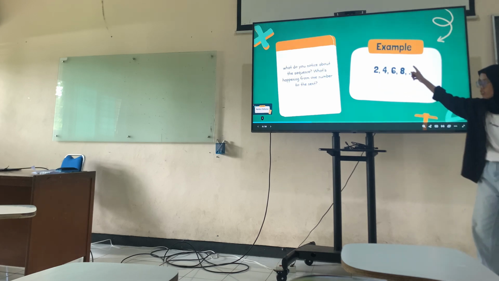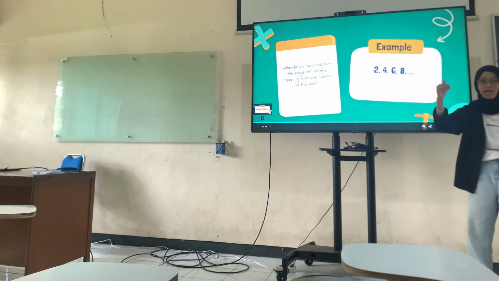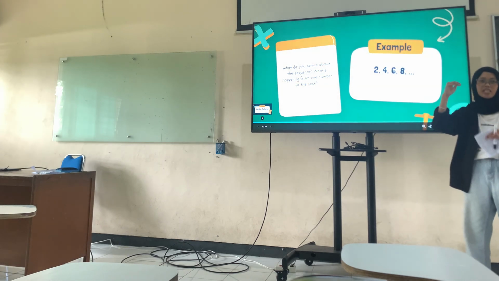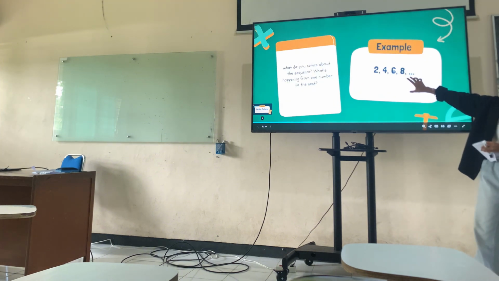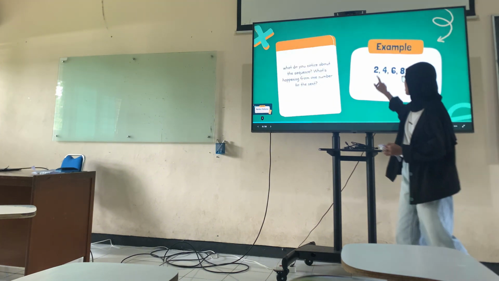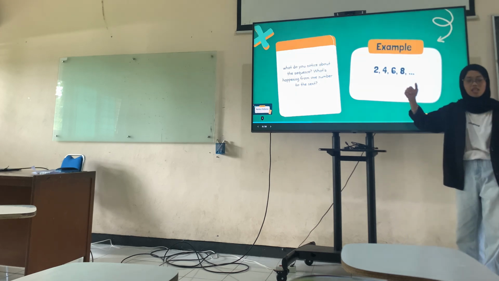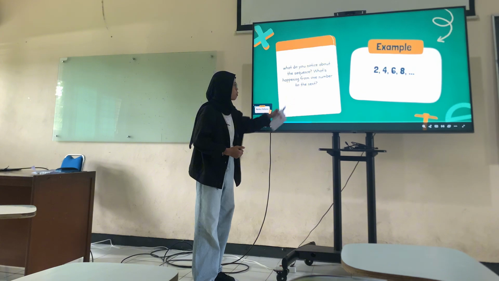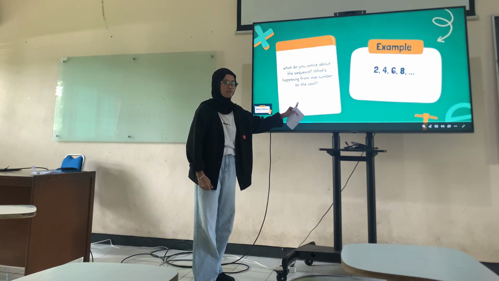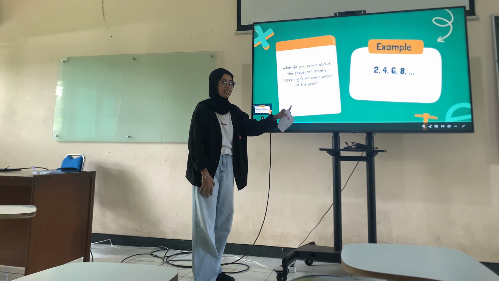In this sequence of numbers, there's a pattern, and that pattern helps you to continue the numbers. Your mission is to continue the numbers or find the next number. So, for example, there is 2, 4, 6, and 8. Does anyone notice or know what's happening from one number to the next? Does anyone know? Please raise your hand. Yes.